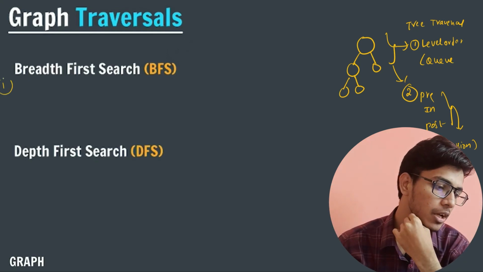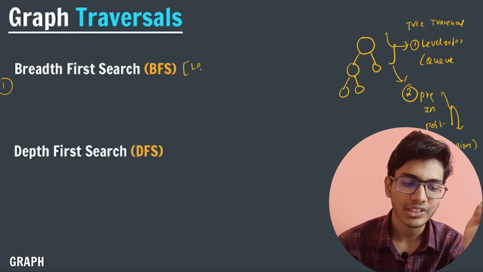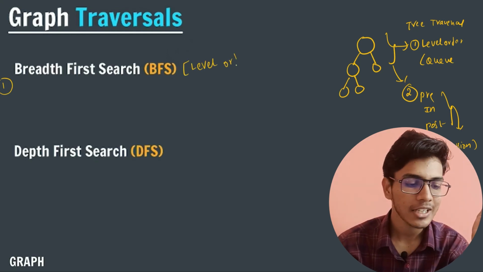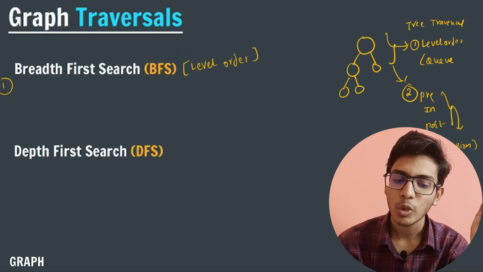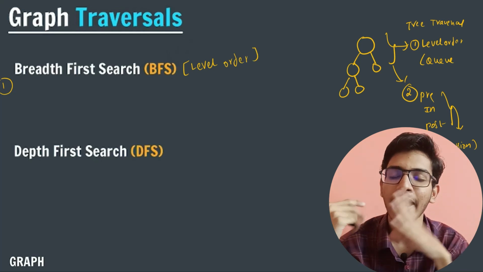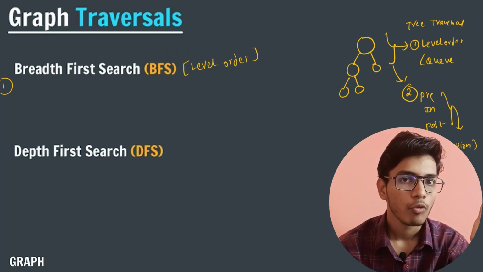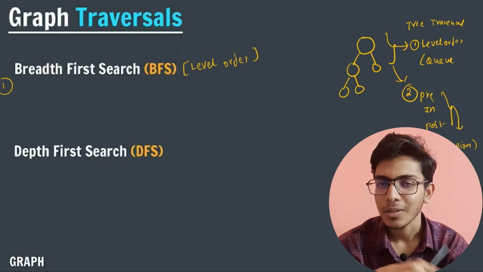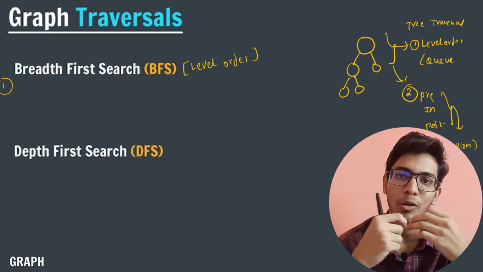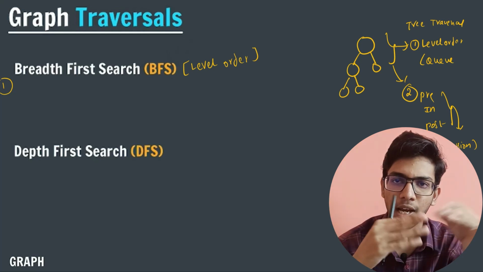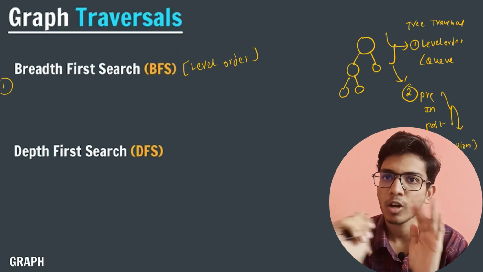The first one is breadth first search, and this algorithm is very similar to level order traversal. In trees we perform level order traversal, and the same logic and the same approach, whatever we did there, we basically do in this algorithm, but we have changed the name, that's all. We have named it breadth first search, and it is very similar to level order traversal.